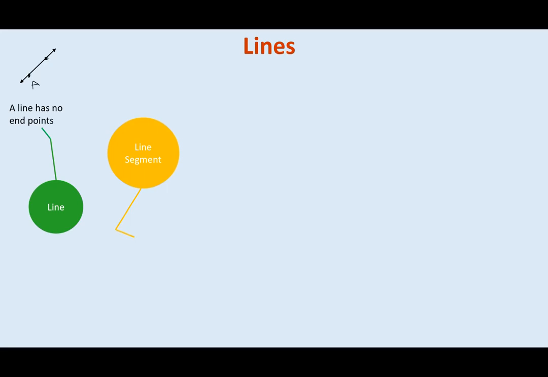First thing we're going to look at is lines. A line has no endpoints. So point A there is on the line and infinite points are on the line and it never ends. A line segment then has two endpoints. So in this case the endpoints are A and B and it's denoted by the square brackets here.